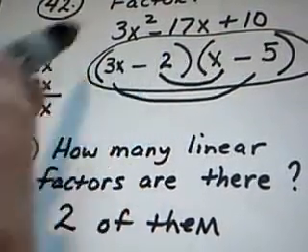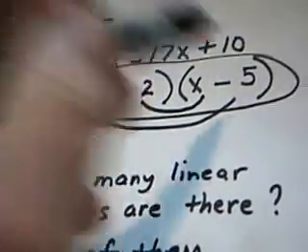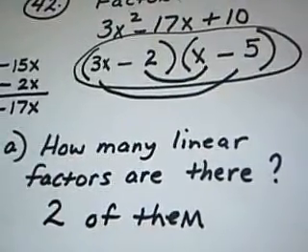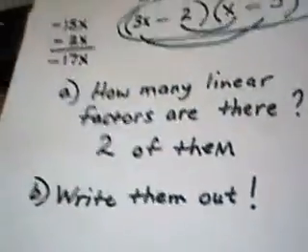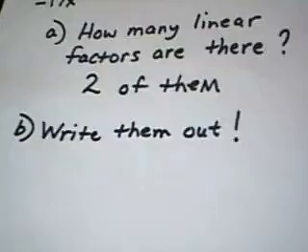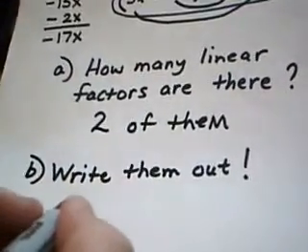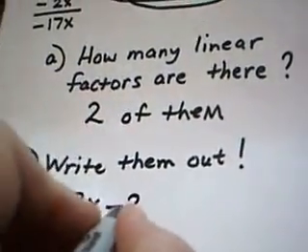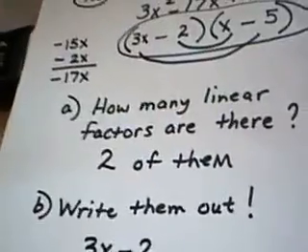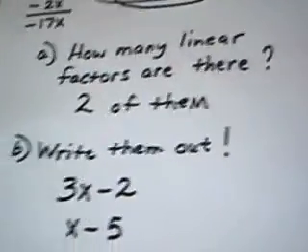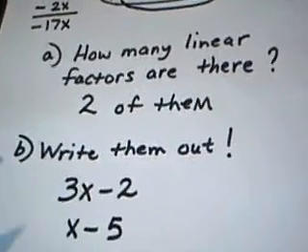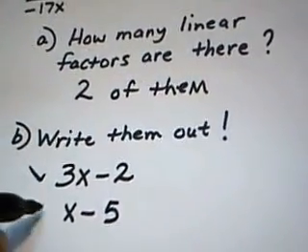3x minus 2 is one factor. X minus 5 is the other. So you have a total of 2 linear factors. And of course, if I asked you to write them out separately, 3x minus 2 would be one of the linear factors. X minus 5 would be the other linear factor. So in this case, you have 2 linear factors. Here's one of them, and here's the other.